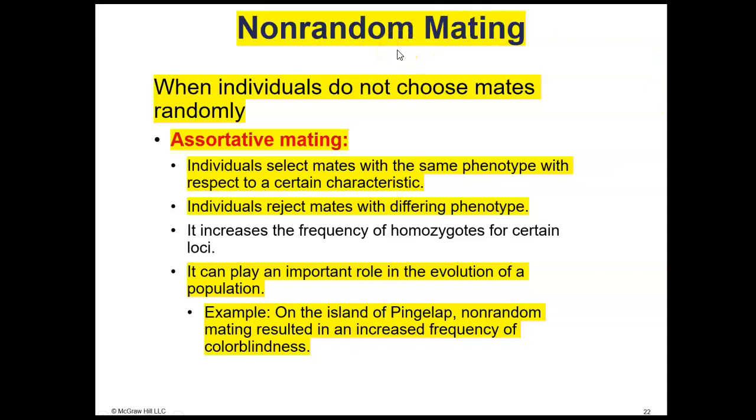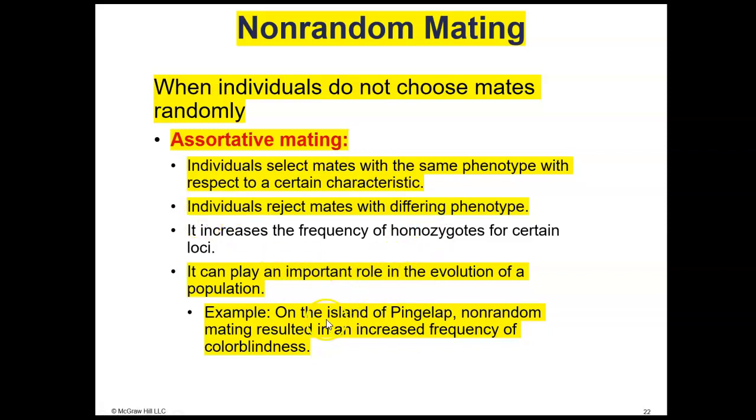Okay, so non-random mating. When individuals don't choose their mates randomly, when they pick their mates, which is typically what happens. We don't randomly mate with whoever, most animals actually do choose their mates. So assortative mating is defined as this occurs when individuals select mates with the same phenotype with respect to a certain characteristic and reject mates with different phenotypes. It can play an important role in the evolution of a population.